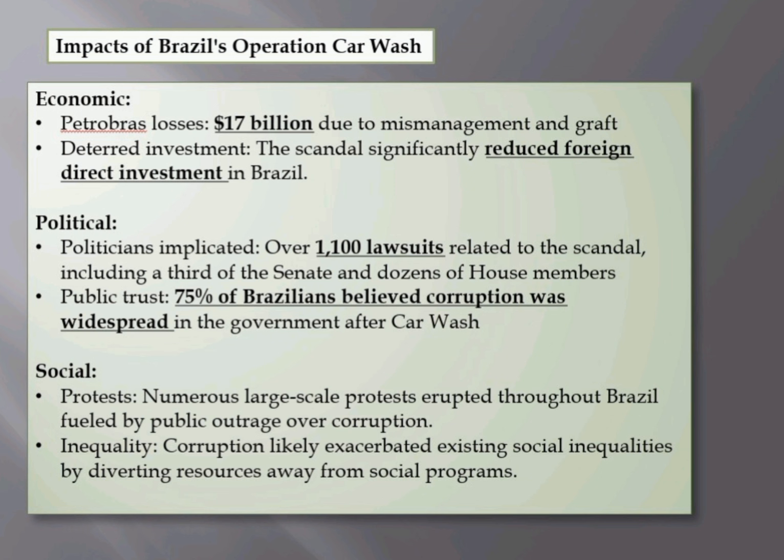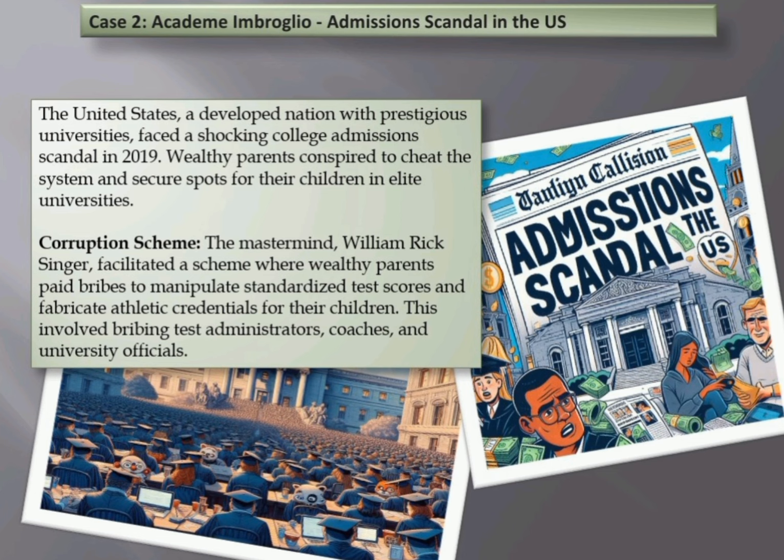75% of Brazilians believed corruption was widespread. Then there is also another example of corruption discussed in this PPT, which is the academic scandal in the US. In simpler terms, it means a big mess or controversy involving universities and colleges. In 2019, there were several academic scandals in the US, but one notable example was the college admissions bribery scandal.